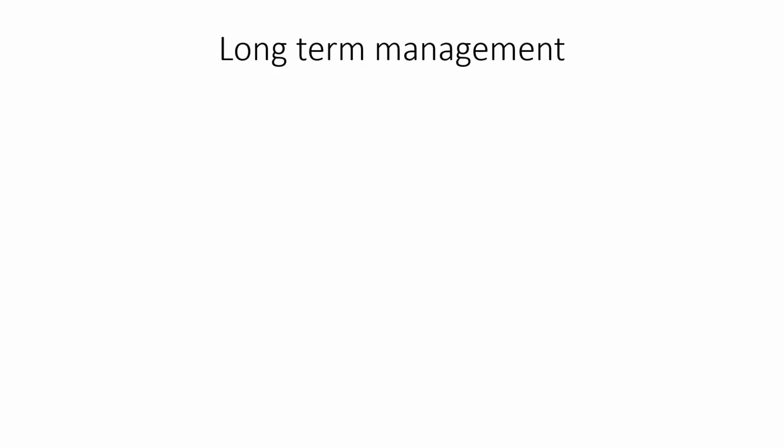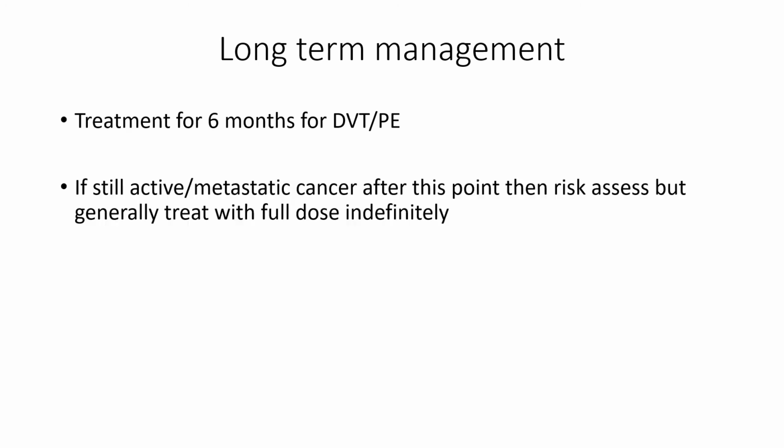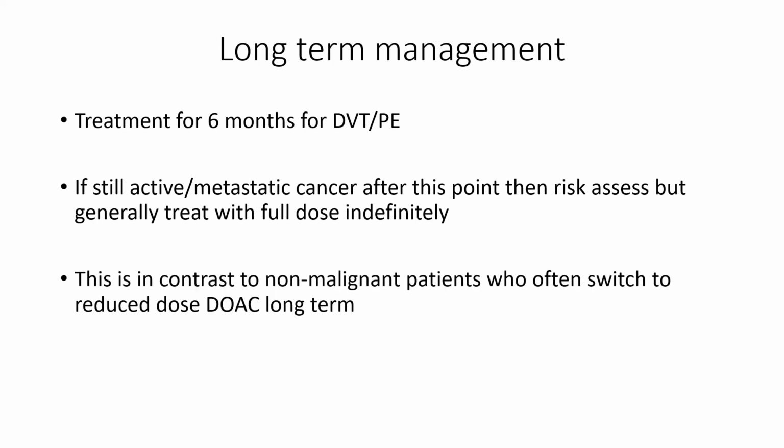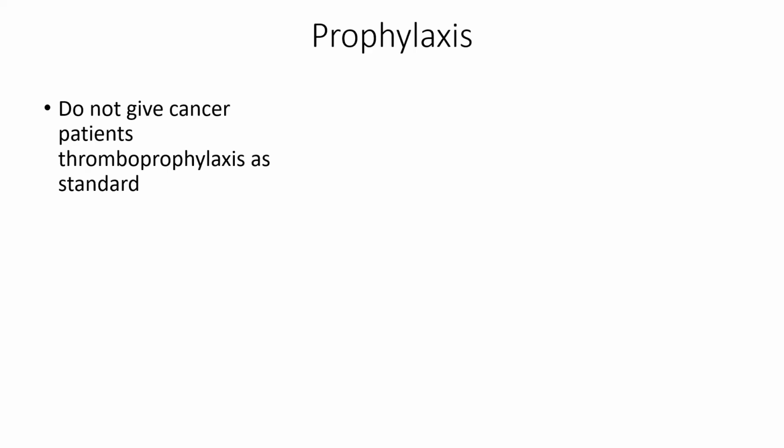So long-term management of these patients. We're going to treat them for 6 months for a DVT or a PE, that's standard. If the cancer is still active, so metastatic cancer, or they're on a slow-burning long-term treatment for their cancer, then you can risk assess, but generally we treat with full doses indefinitely with DOACs. The reason I've made a point of saying that is because with non-malignant patients who need long-term anticoagulation, we have started reducing to lower dose DOACs, but we cannot do that in cancer patients yet. But watch this space.